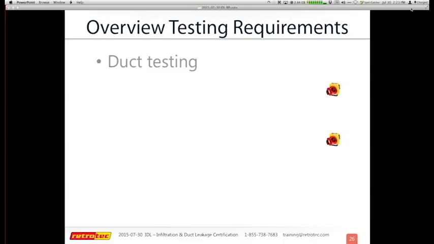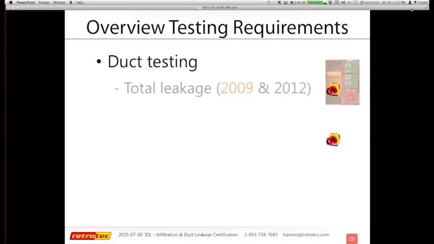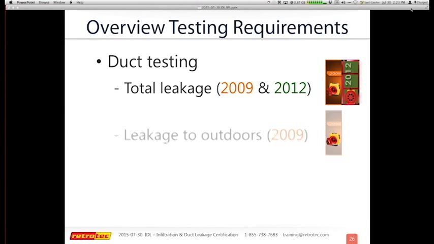So here's a basic overview of duct testing itself. Total leakage requirement, which is leakage that could be inside the envelope or outside the envelope, depending on where the ducts are located, is in 2009 and 2012. Leakage outdoors was removed in 2012. Some people still adopt it. I know that Energy Star, HERS Raters, and a variety of other third-party people believe in it, and it's a requirement. But in terms of just following the IECC code, it is not a requirement for 2012.